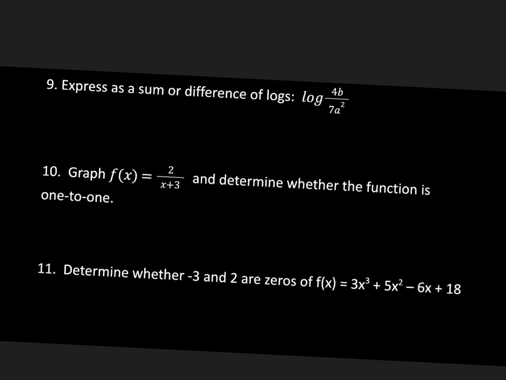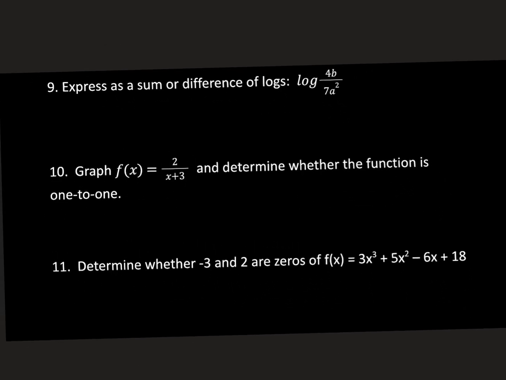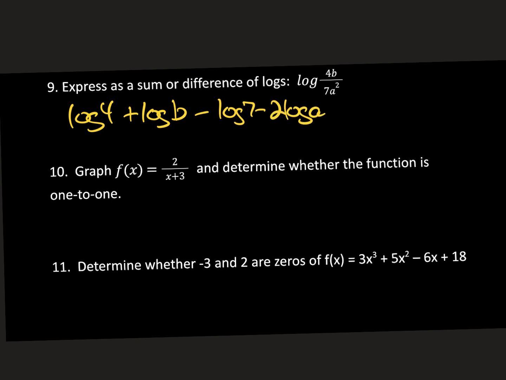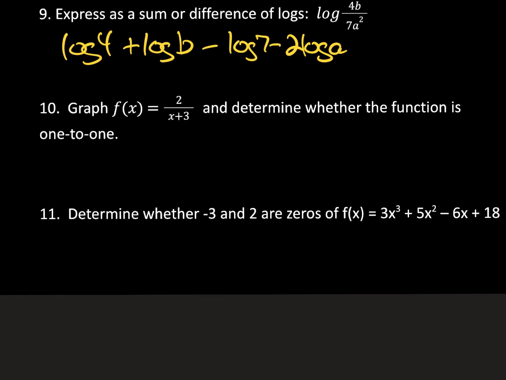Number 9, old school, back to review. Remember, everything in the numerator of a log is going to have a plus sign, and everything in the denominator is going to be minus. So I'm going to say log 4 plus log b minus log 7 minus, I would put log a squared, but remember the exponent goes in the front, so I'm going to put a 2 in front of log a. Again, everything in the denominator has a minus sign, and everything in the numerator has an addition sign. Number 10, graph that on the calculator, determine if it's 1 to 1.